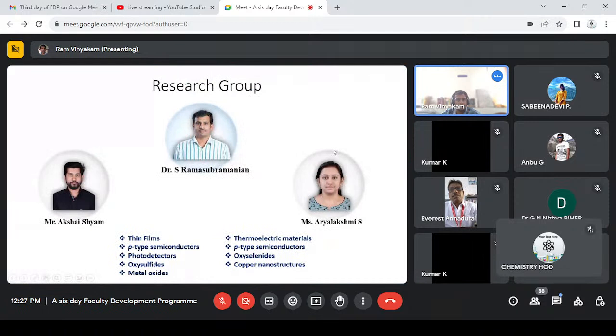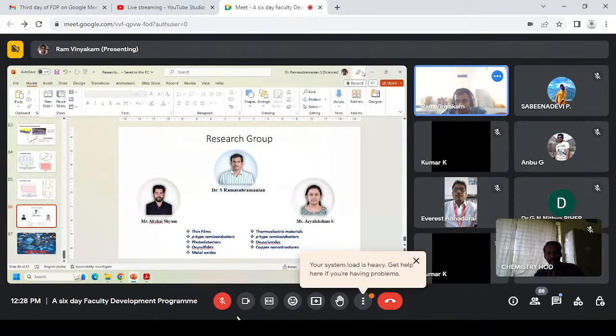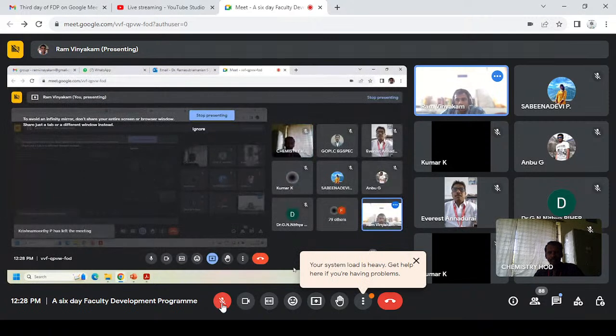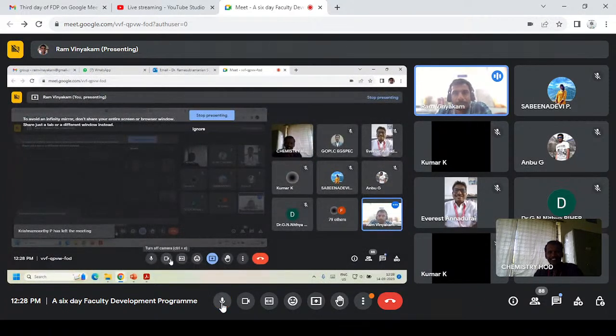And these are my group members. Most of the work I presented here is part of Sham's PhD thesis in our group. And Anilakshmi recently joined the group, who is also working on P-type semiconductors, basically on thermoelectric properties. With this, I stop my presentation.